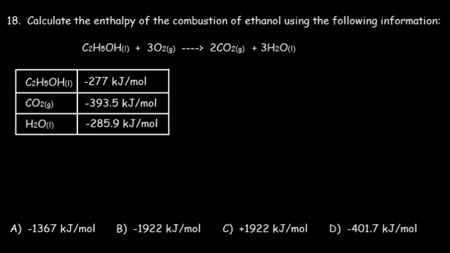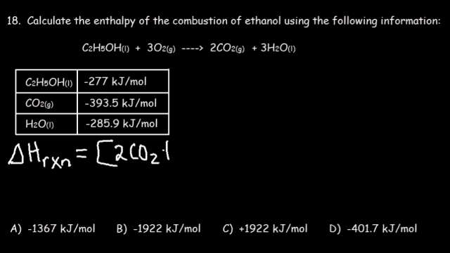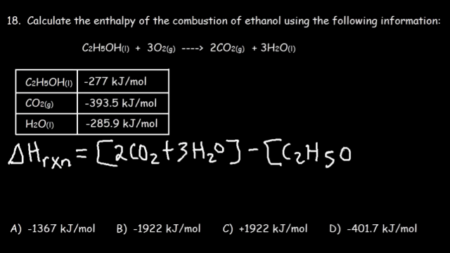Number 18, calculate the enthalpy of the combustion of ethanol using the following information. So to find the enthalpy of the reaction, we need to use this equation. Delta H is products minus reactants. So on the product side, we have 2 carbon dioxide molecules and 3 H2O molecules, minus the reactants, which are C2H5OH plus 3 O2.